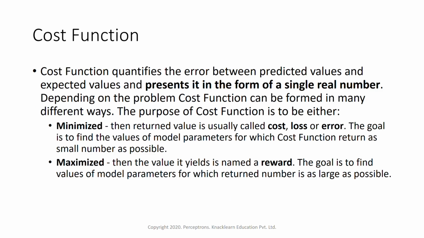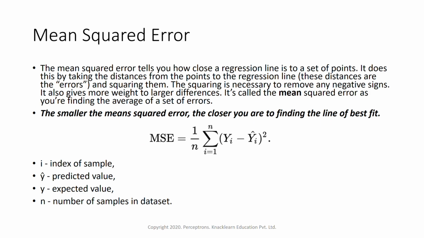Now, to find out the error within a model or to compute the cost value in regression, we have mean squared error. This mean squared error tells you how close a regression line is to a set of data points. It does this by taking the distance from the points to the regression line and squaring them up. This squaring is necessary to remove any negative signs. It also gives more weight to larger differences. It's called the mean squared error as we are finding the average of a set of errors.